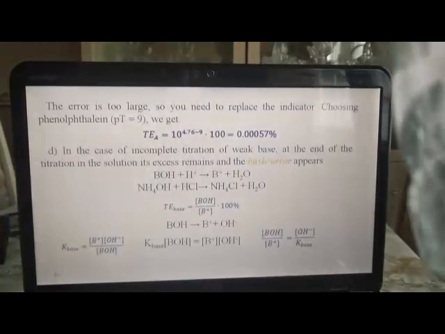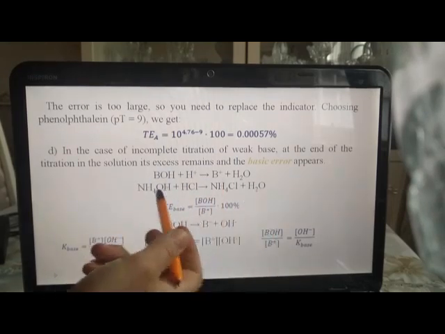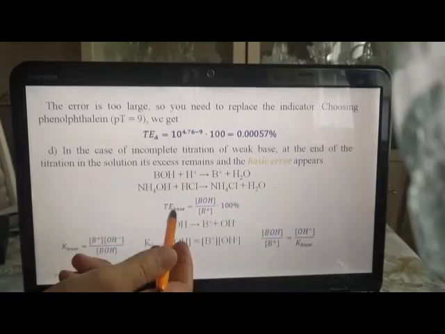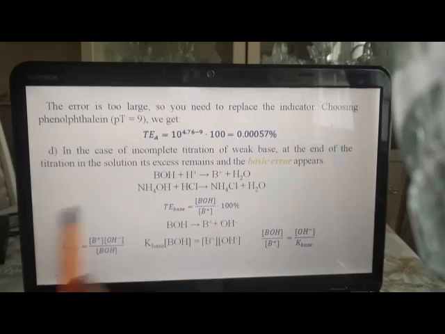In the case of incomplete titration of weak base, at the end of the titration some base remains in the solution and the basic error appears. For example, we can represent it with a reaction, the titration error for the base. It is an example.